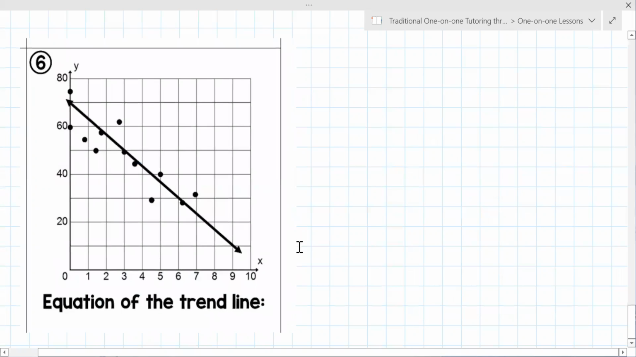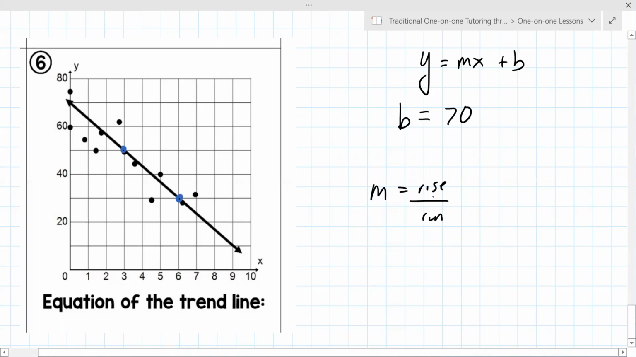All right. So for number 6, you got y equals mx plus b. Can you tell me the b value? Where does this thing cross the y-axis? 70. 70, perfect. Now for the slope, I'm going to draw 2 dots on really nice places where it hits. And the slope is rise over run. M is rise over run. But sometimes your rise is actually going down. Do you see how we go down this time?